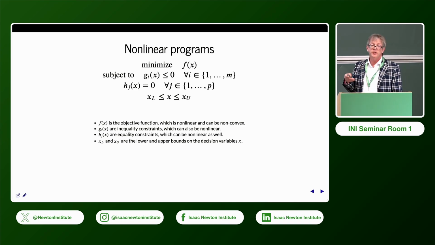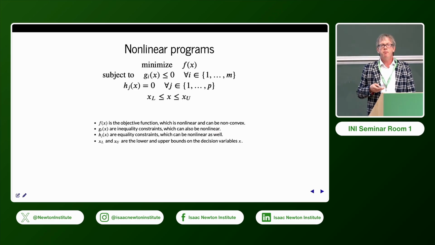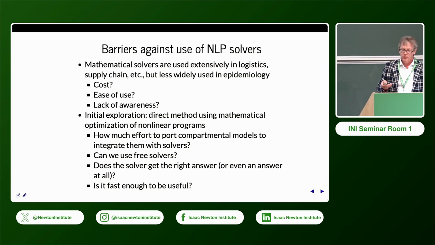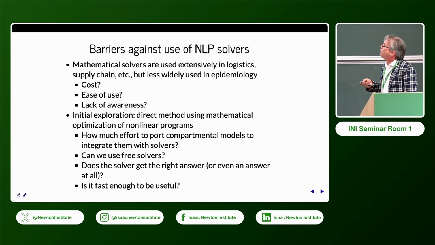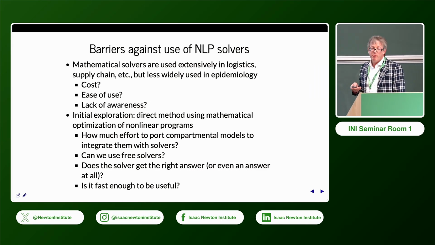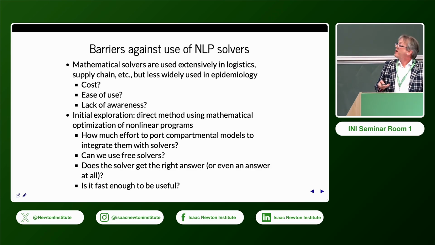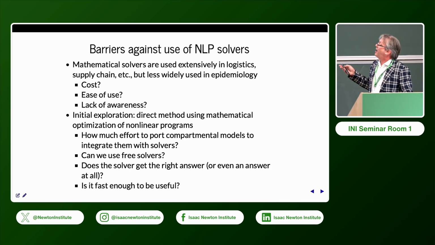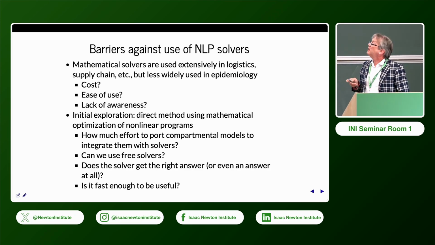So what a nonlinear program is, we try to minimize, alternatively maximize some function subject to inequality and equality constraints with some bounds on the variables. So these haven't been widely used. I think there's a number of possible reasons for that. Some of these solvers are very expensive. It's not clear how to fit a mathematical model, an academic model into that framework, or just a lack of awareness. And so I've done some initial exploration to see how much work it really is and whether these things are reliable or not.